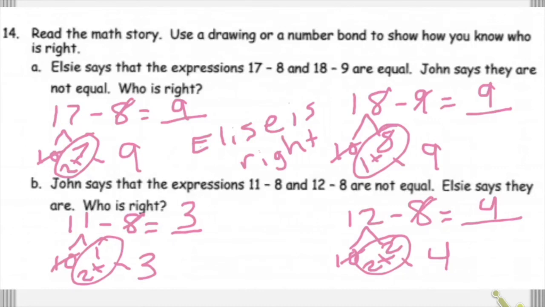So it says, John says the expressions are not equal. Elise says that they are. Who is right? So here we know that John is right.